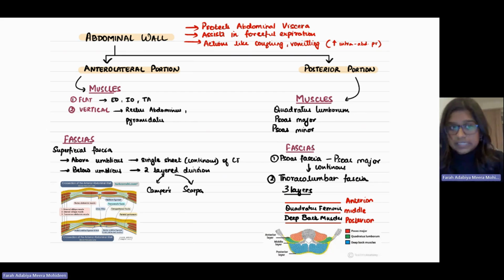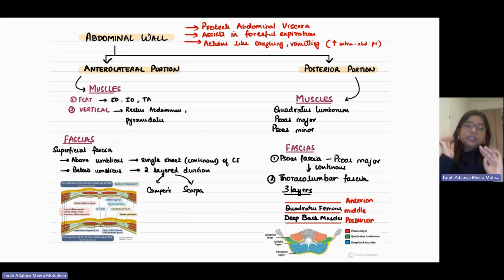We can divide the abdominal wall basically into 2 portions. First is the anterolateral, and then you have the posterior part of the abdominal wall. We'll be talking about 2 things in both these portions, the muscles and the fascias. In the anterolateral portion, muscles, you have 2 types. The flat muscles, as I've already said in the previous slide, include the external oblique, internal oblique, and transversus abdominis. And then you have your vertical muscles, which are the rectus abdominis and pyramidalis muscle, right? Then we'll talk about fascias.